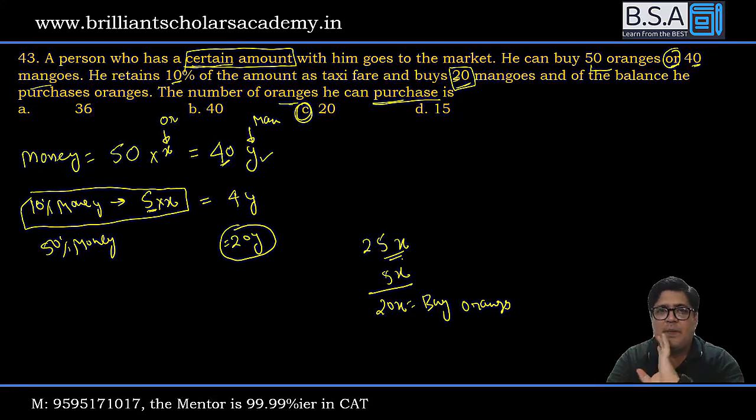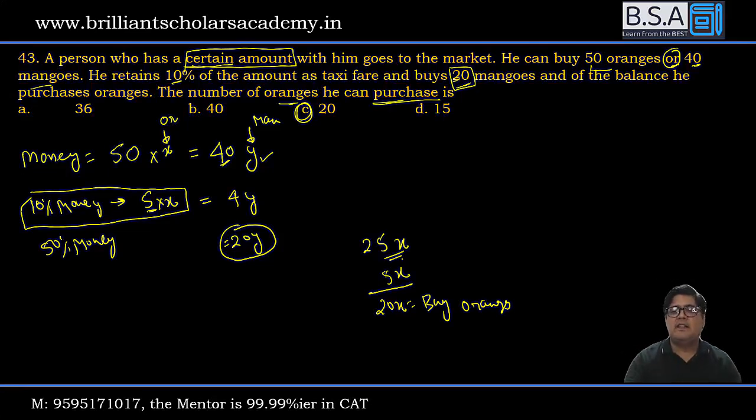He already has purchased 20 mangoes. 20 mangoes are precisely half. So 50% money is gone. Once 50% money is gone, he saves 10%. Now, because the question is about oranges, with 50% money, he can buy 25 oranges. But he has to save 10% of total, so he has to save money equal to 5 oranges. So how many can he buy? He can buy 20 oranges.